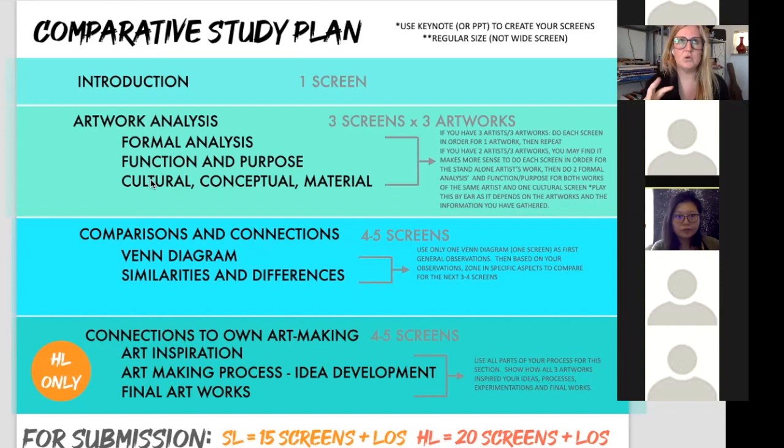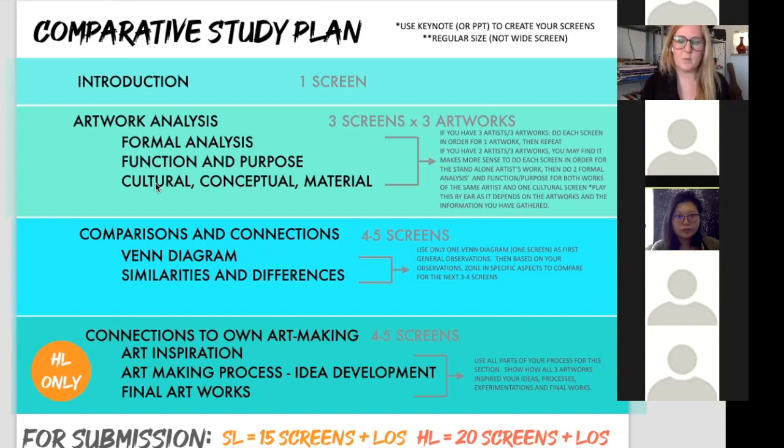If you're doing two artworks by one artist, you may not have two different cultural screens. One artist probably has one cultural screen, but it depends, because some artists might have two different stages of their life that you can talk about.